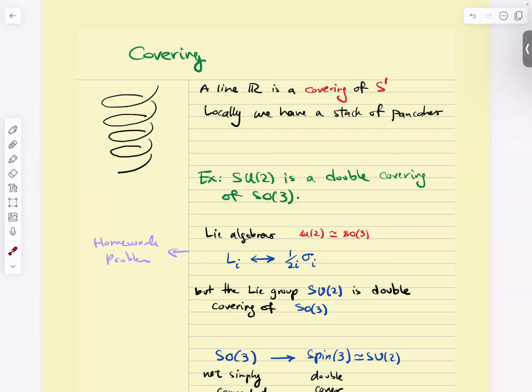Because of the neighborhood of each point, say in R, if I want to project R to S1, I can project it such that the domain that's projected to a neighborhood is just a stack of pancakes, a stack of intervals, right? We say pancakes because usually these are open sets. That's what the cover is.